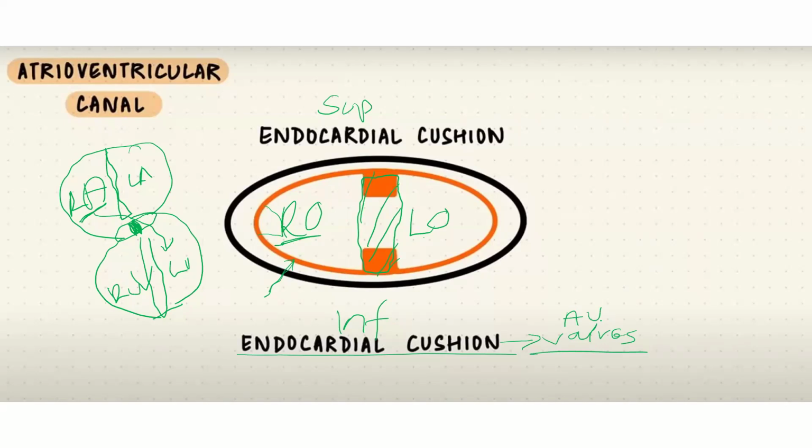If asked the origin of the interatrial septum, what do you say? No. The interatrial septum will come from the septum secundum and septum primum. That's the interatrial septum. That's the origin.